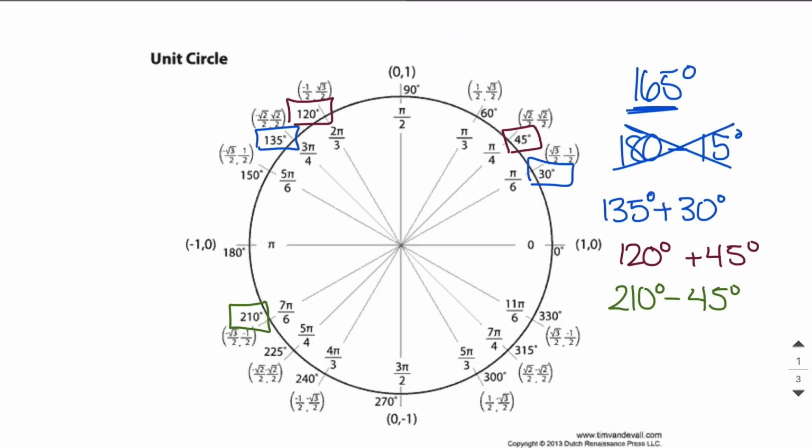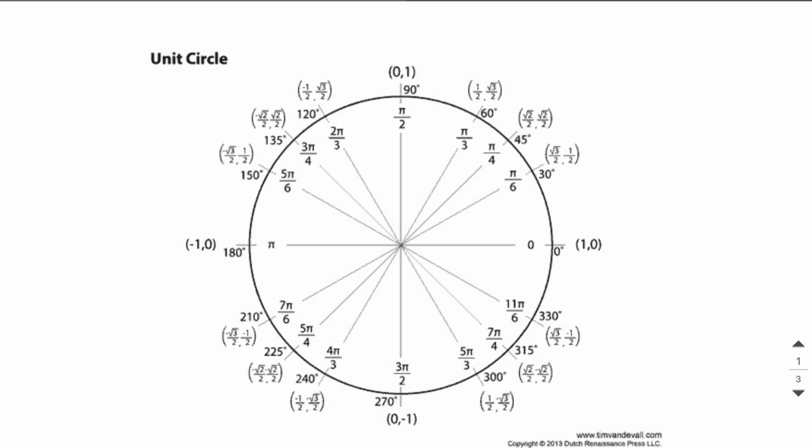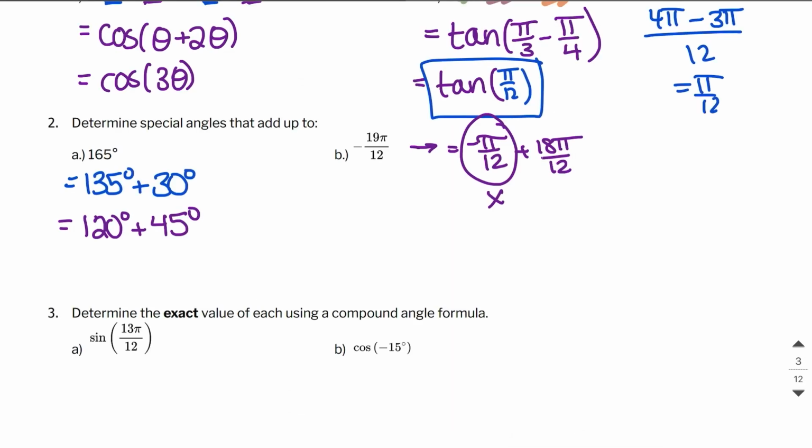And remember, our special angles in radians are always like pi out of 6, pi out of 4, pi out of 3, pi out of 2. So we've got denominators of 2, 3, 4, and 6. We don't have denominators of 12. So what I want to do is I want to choose angles that I know when I divide them, I can reduce them to get out of 2, out of 3, out of 4, or out of 6.